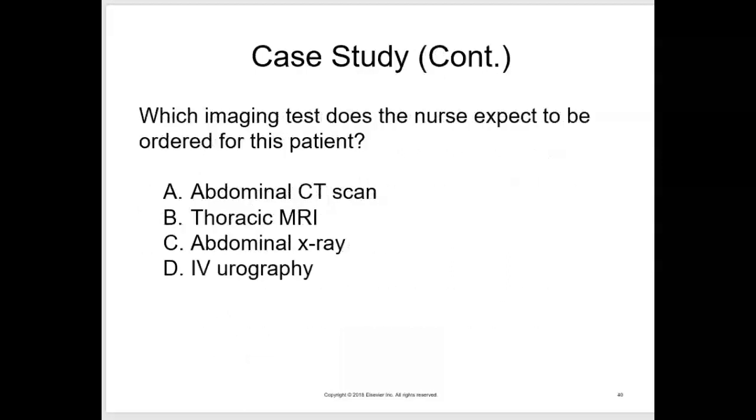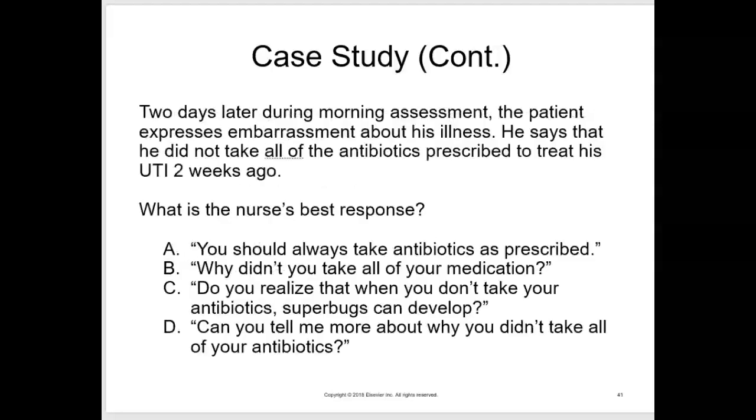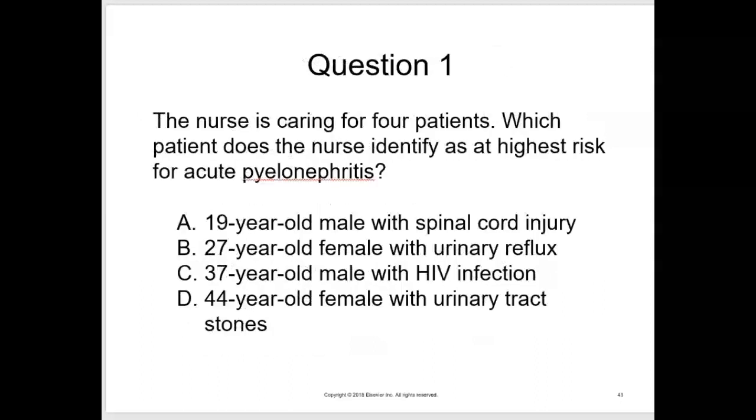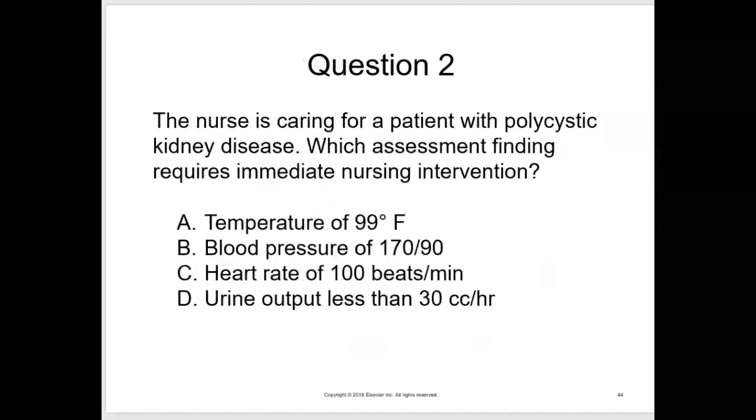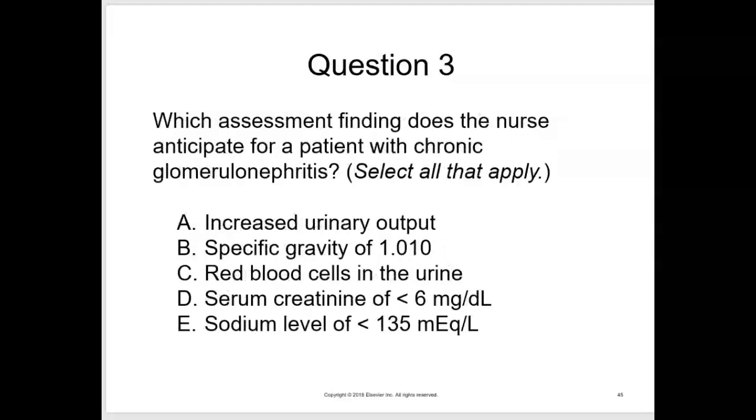For this second case study slide, the correct answer is D as in dog. For this third case study slide, the correct answer is D as in dog. For question 1, the correct answer is B as in boy. For question 2, the correct answer is B as in boy. And for question 3, the correct answers are B as in boy and C.